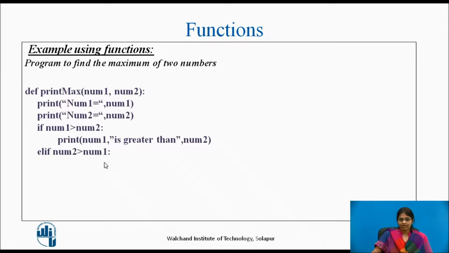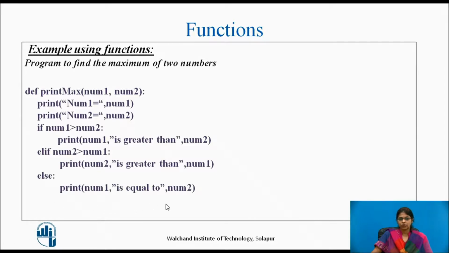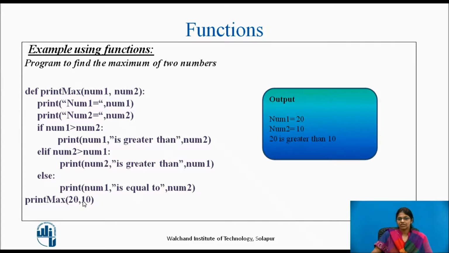Elif, we are checking for another condition, that is if num2 is greater than num1. If this condition comes out to be true, then we print the message num2 is greater than num1. If none of these conditions comes out to be true, then it will directly go to the else and execute num1 is equal to num2. Outside the function definition, we are calling the function printmax by passing two parameters to it, that is 20 and 10. 20 will be passed into num1 and 10 will be passed into num2. In this case num1 is greater than num2, so the output for this program is 20 is greater than 10.